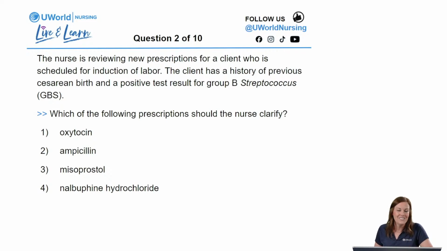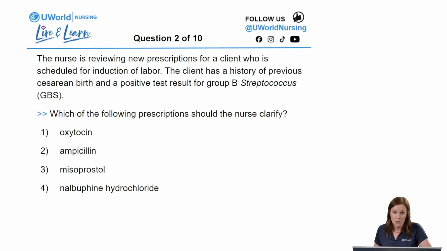In case anyone's new joining us, we are going through maternal health questions, and we are on question 2 of 10. All right. The nurse is reviewing new prescriptions for a client who is scheduled for induction of labor. The client has a history of previous cesarean birth and a positive test result for Group B streptococcus. Which of the following prescriptions should the nurse clarify?